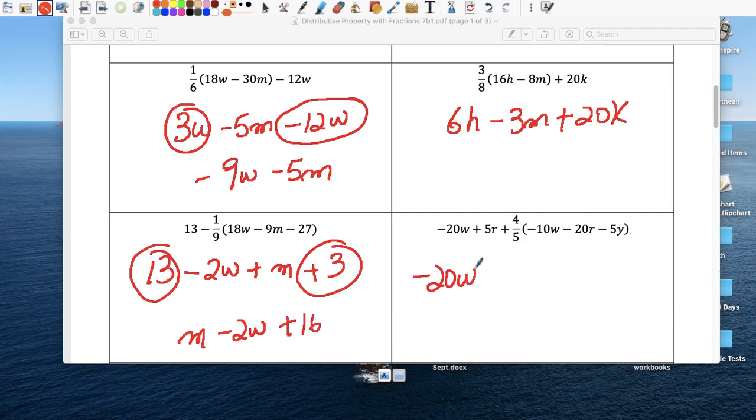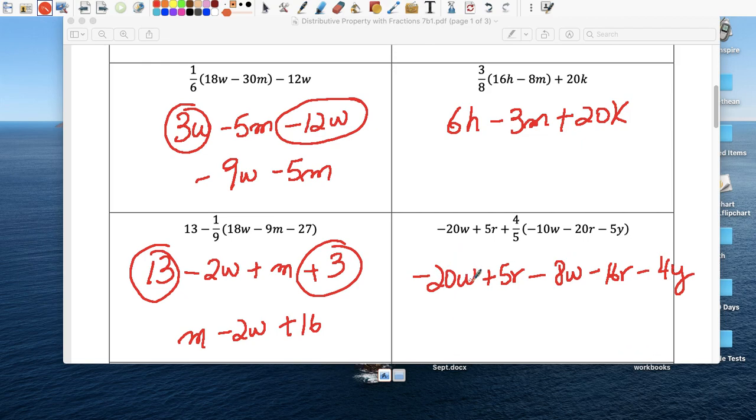Negative 20w plus 5r do absolutely nothing right now. Next is 4/5 times negative 10w. It's going to be a minus, first of all. 10 divided by 5 is 2, times 4 is 8. Positive and negative is again a negative. 20 divided by 5 is 4, times 4 is 16, but remember, there's an r. Positive and negative again is a negative. 5 divided by 5 is 1, times 4 is 4. And don't forget the y.